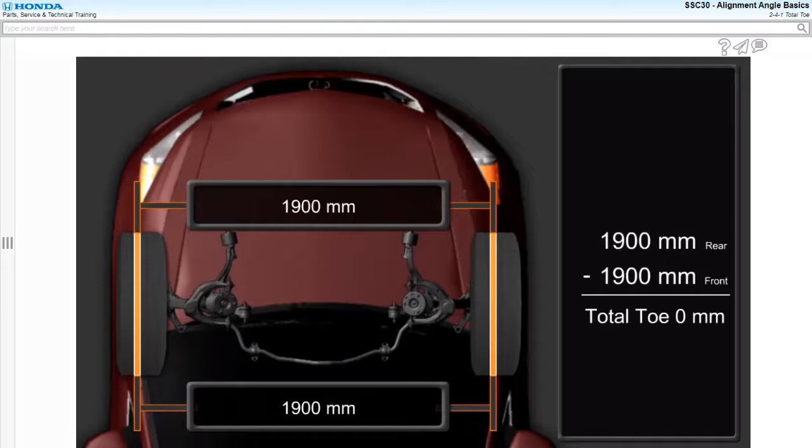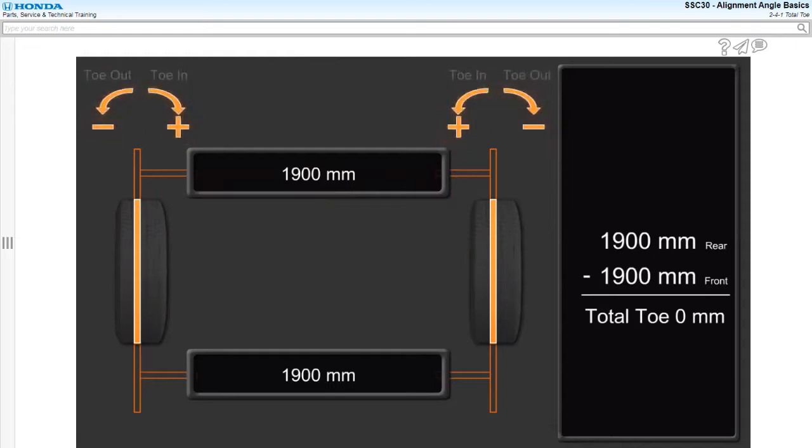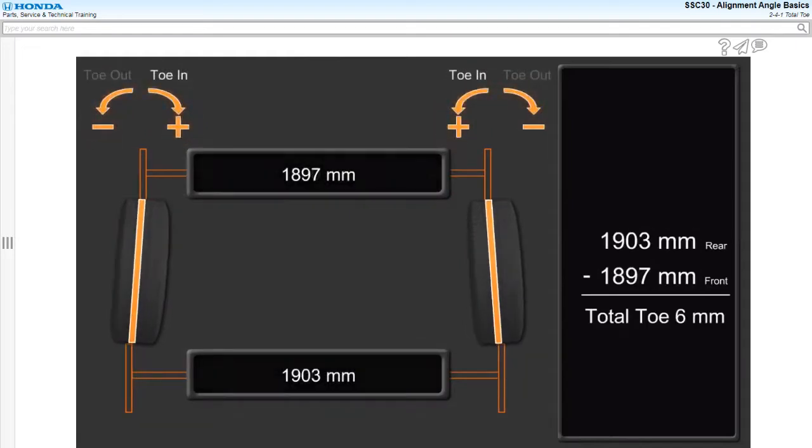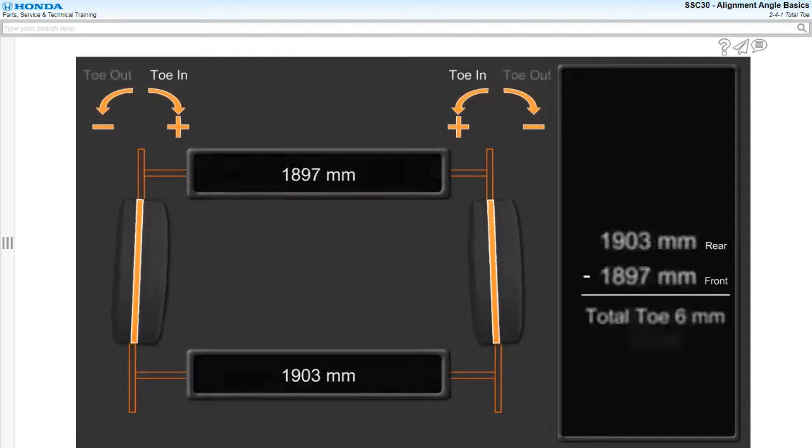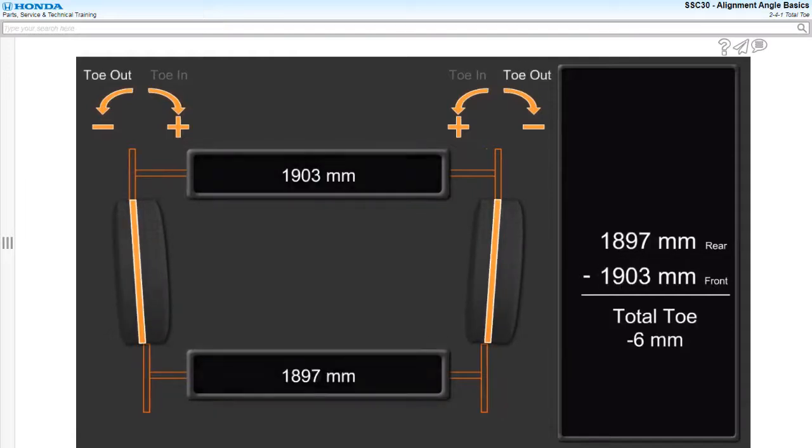You can see from our example that because the tires are parallel to each other, this vehicle has zero total toe. If the front of the tires were closer together than the rear, the vehicle would have positive toe, also called toe in. If the rear of the tire were closer together than the front, the vehicle would have negative toe, also called toe out.